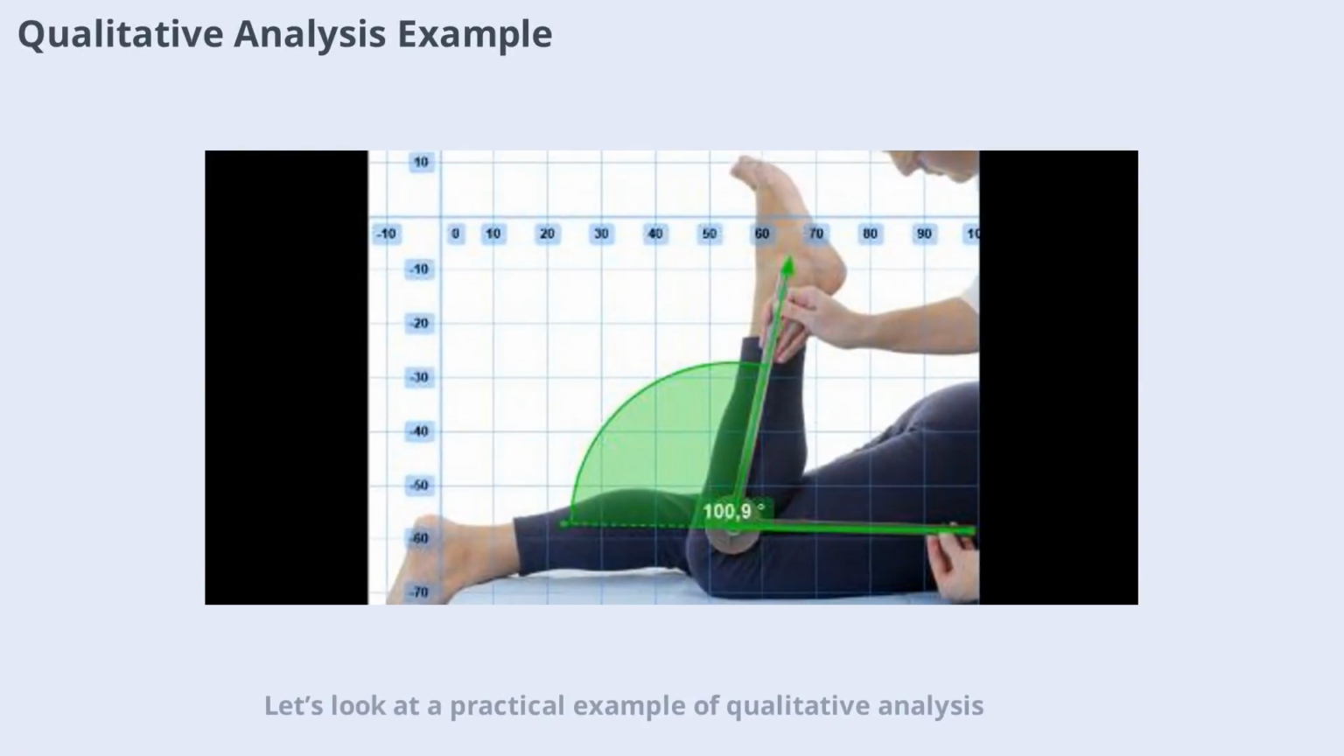Let's look at a practical example of qualitative analysis. Suppose a runner is experiencing knee pain. By observing their running form, a biomedical engineer might notice that their knee collapses inward during each stride.